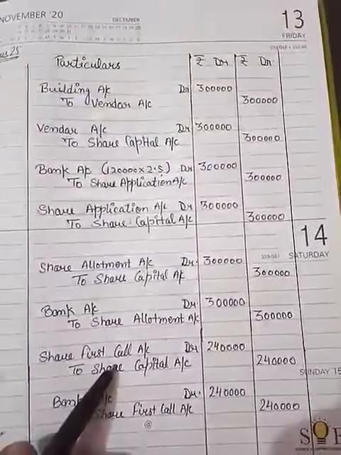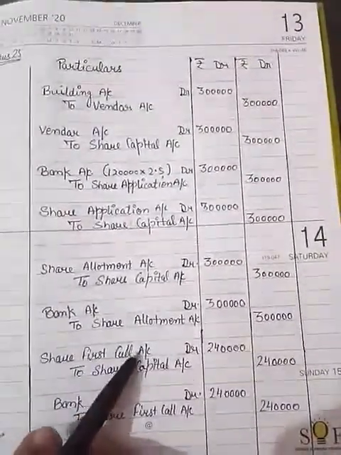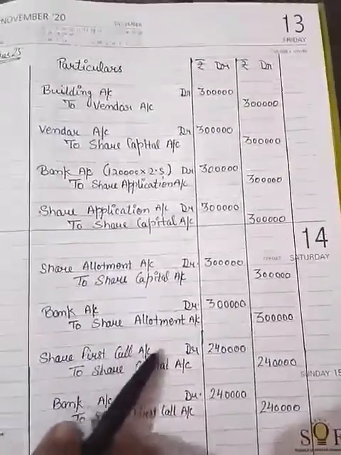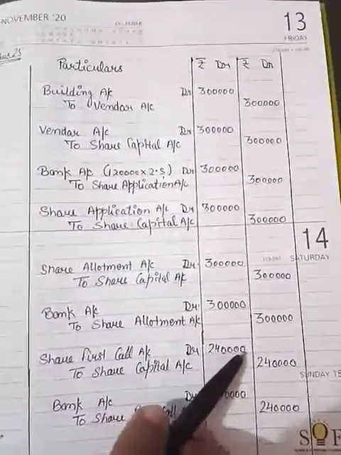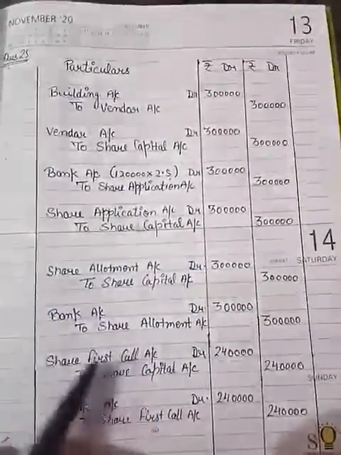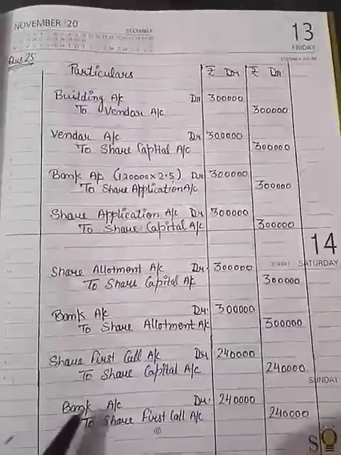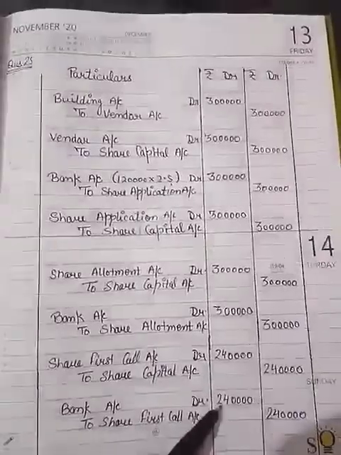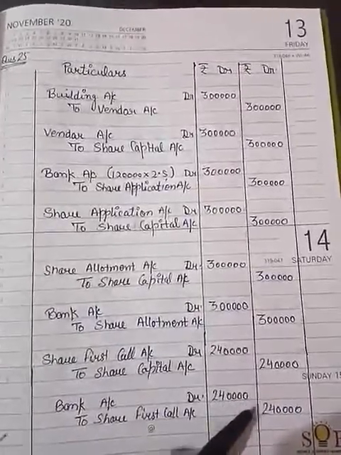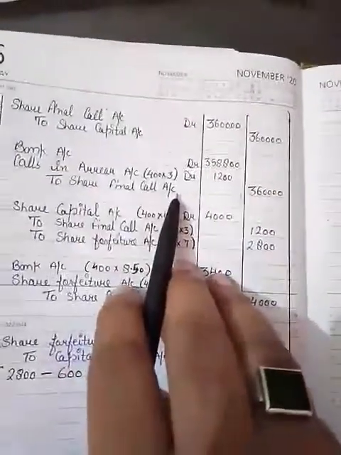Then we will do the first call, and the first call was of rupees 2. So 1,20,000 into 2, that is 2,40,000. Share first call to share capital. First we will do it, then we will receive: bank account debit to share first call, 2,40,000. We have received the first call, but in the question it was said that on the final call the person is unable to pay on 400 shares.